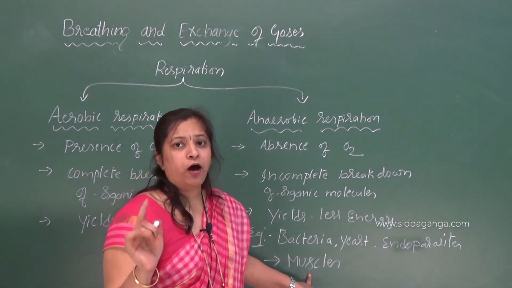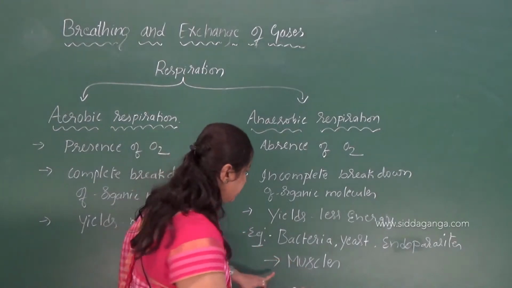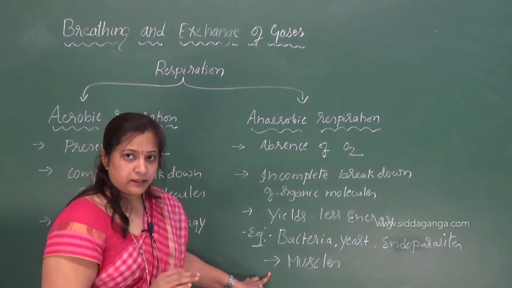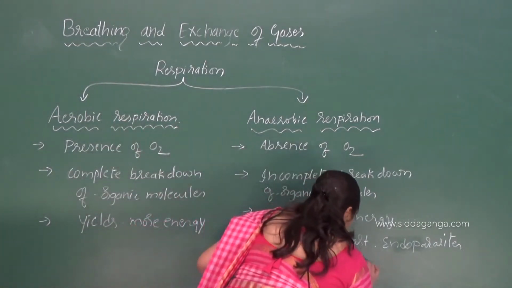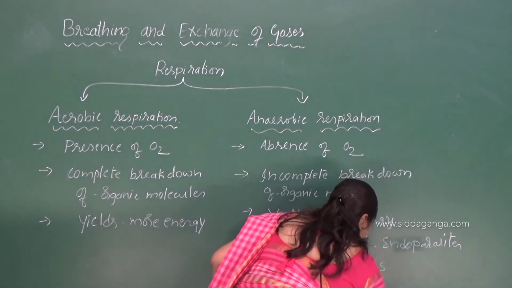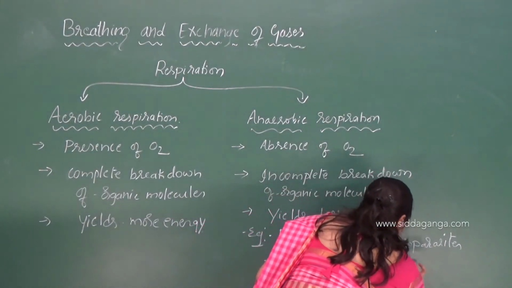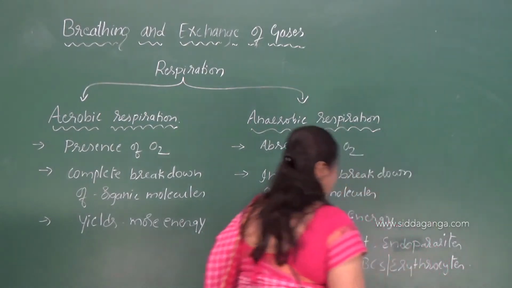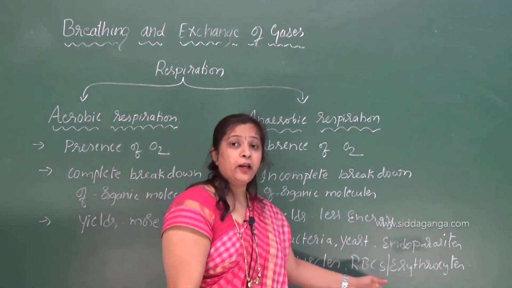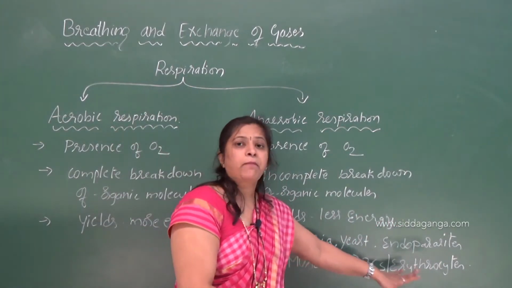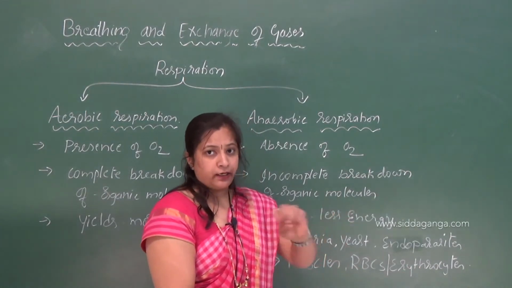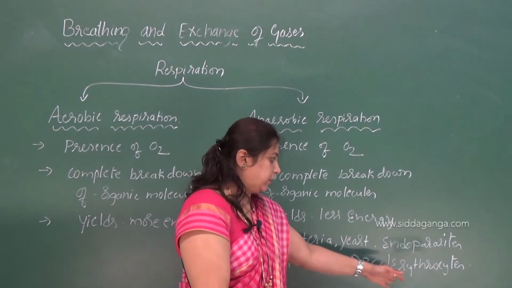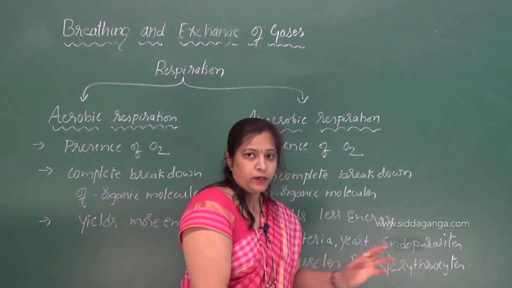And also the RBCs, red blood cells, which are also called as what? Erythrocytes. Erythrocytes also carry out anaerobic respiration. This is because they lack mitochondria, so where will the Krebs cycle occur? Due to the lack of mitochondria, aerobic respiration is not possible here, so erythrocytes carry out anaerobic respiration.